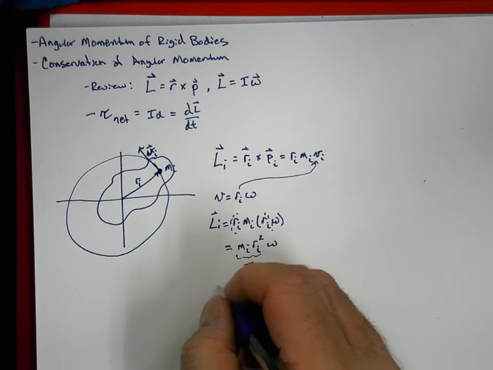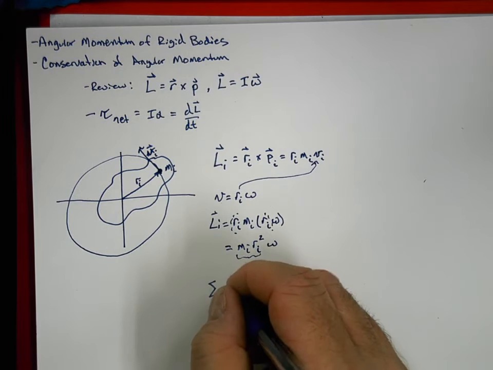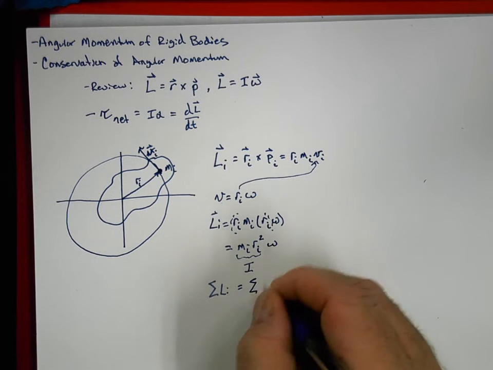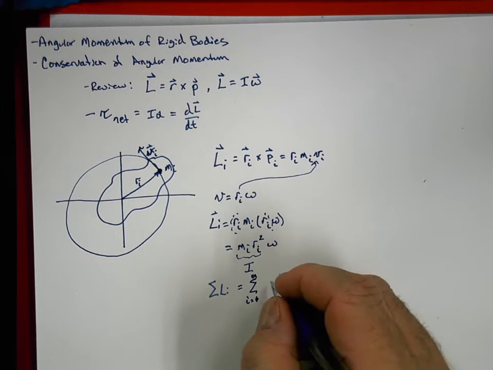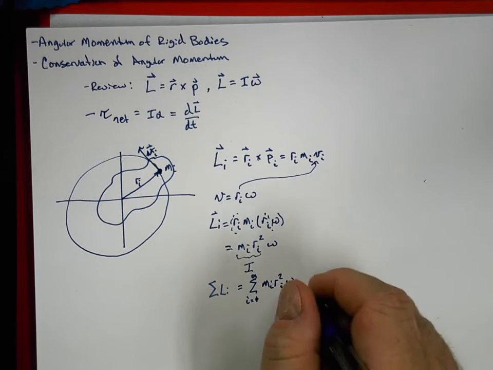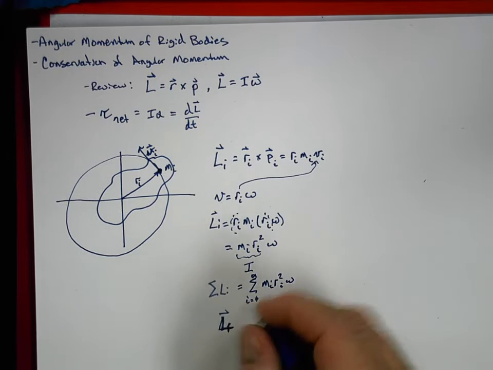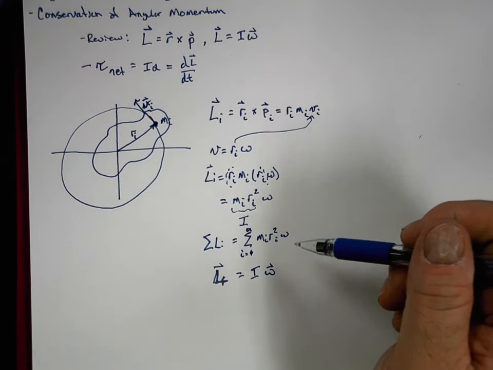And so what can we do? We take the sum of all of our angular momenta, and that's going to equal the sum as i goes from 1 to infinity of all the little pieces of m_i r_i squared omega. This becomes L, just the total L, not L_i, equals I omega, and that's the quick review of our angular momentum.